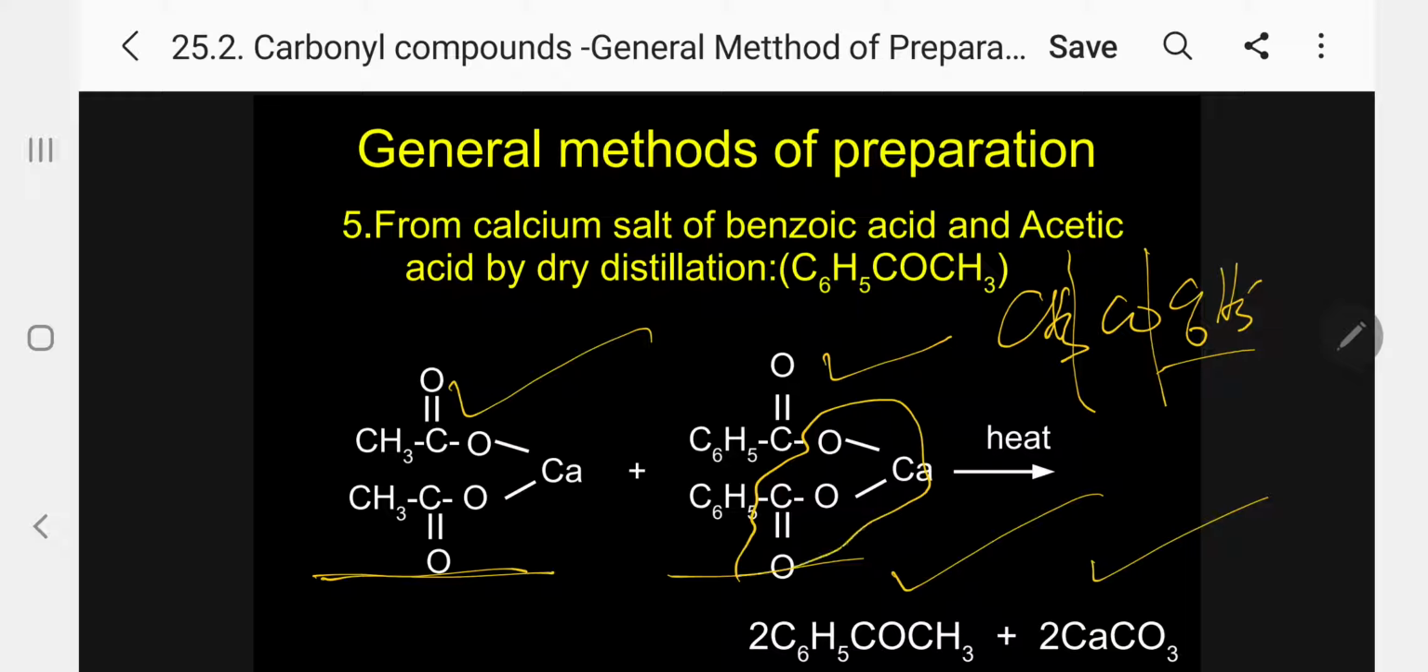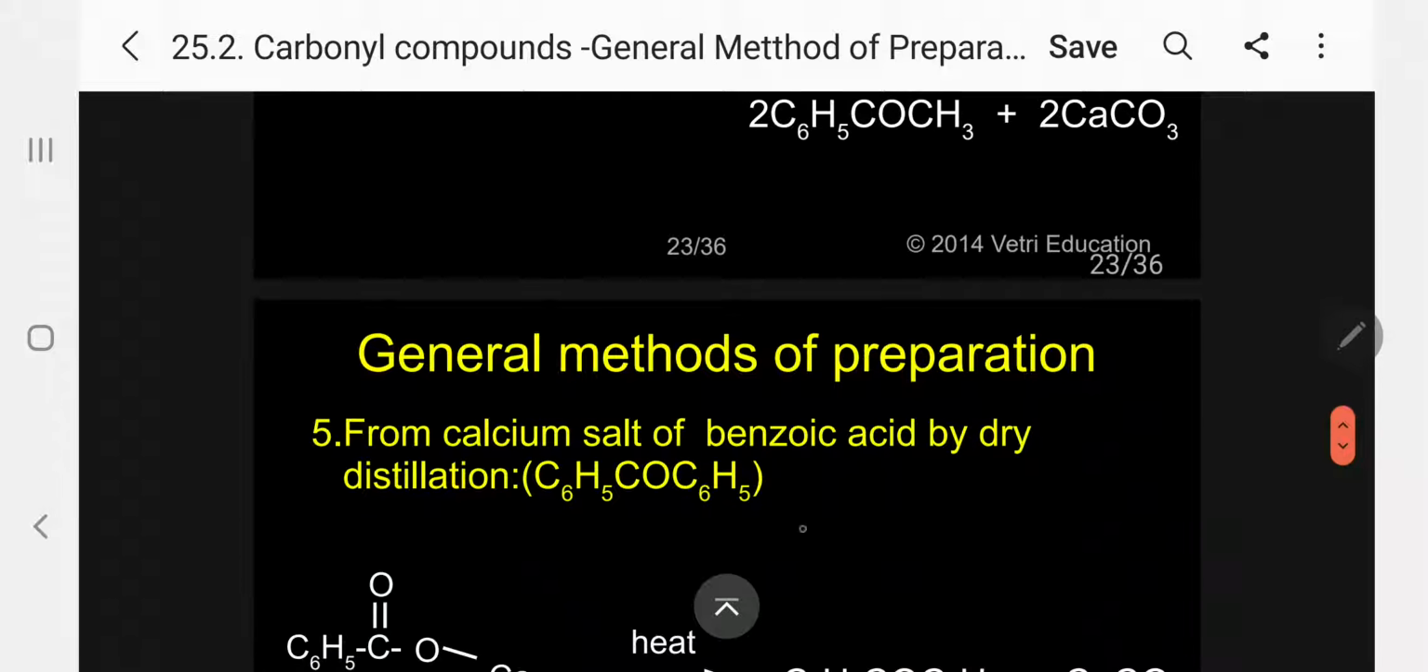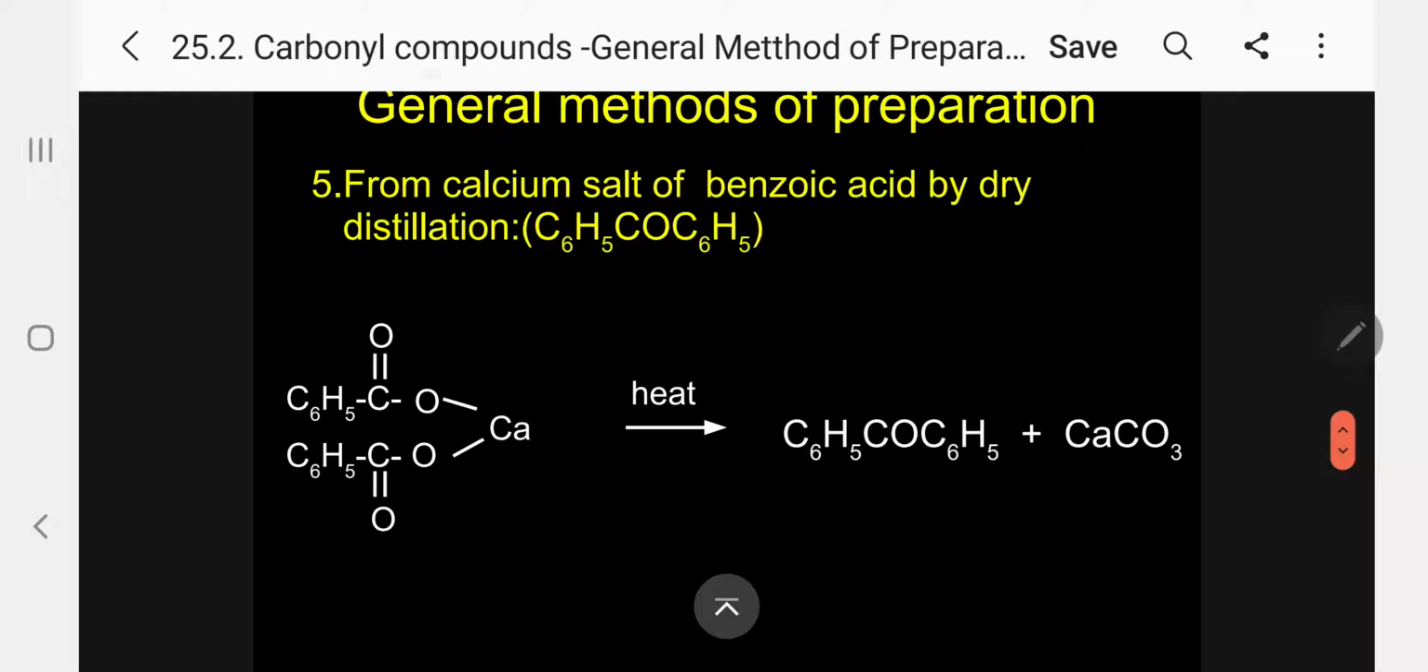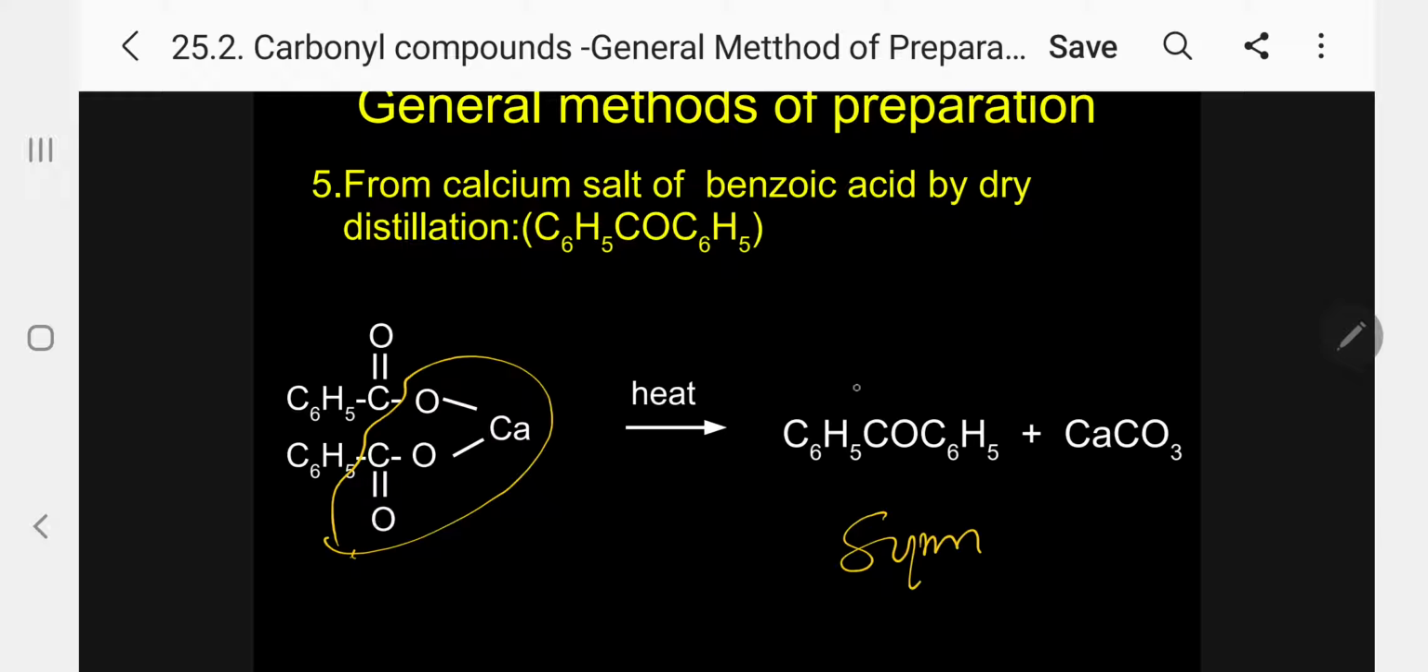How? This is getting eliminated, this is getting eliminated. So this CH3 will go there, this C6H5 will go there. So 2 moles of acetophenone. Kindly follow. The same way, benzophenone, this is symmetric. So symmetric means only one molecule, calcium benzoate. By dry distillation we are now producing calcium carbonate and benzophenone. Please remember, this is the important general method.